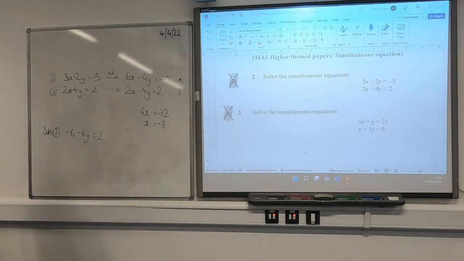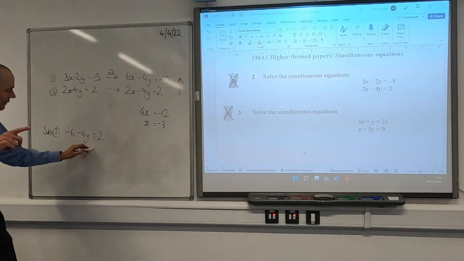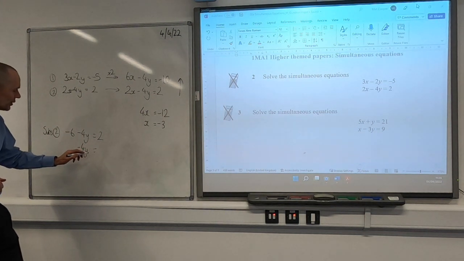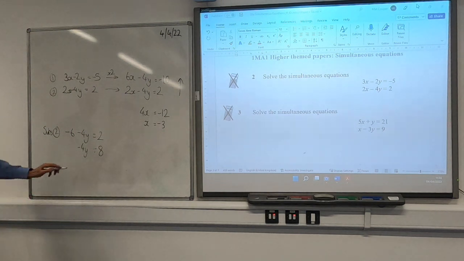Right, I'm going to add 6 to both sides. If you added 4y, yeah, that's good. 2 add 6 is 8, and I'm going to divide by minus 4. So that gives me that x is minus 3, y is minus 2. Yeah, which works. And if you've done what George did, same answer.